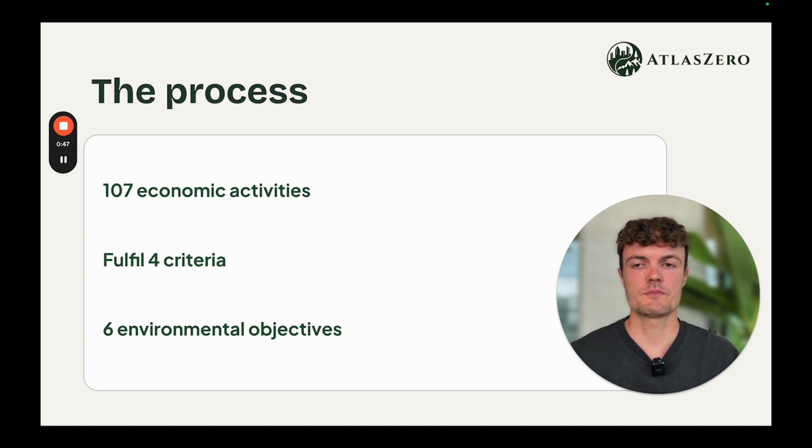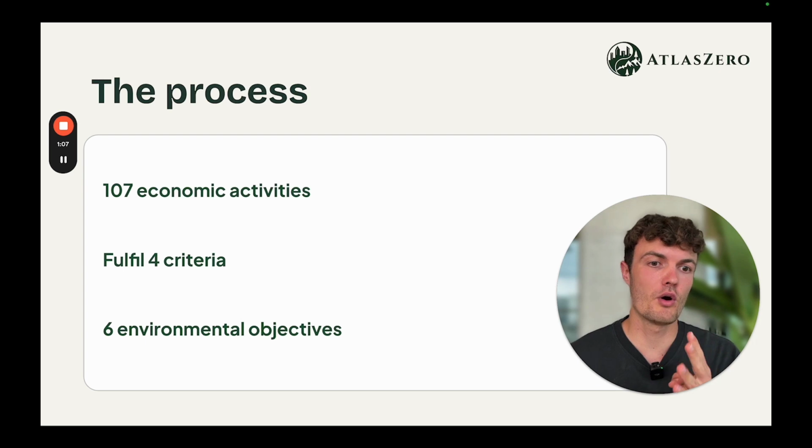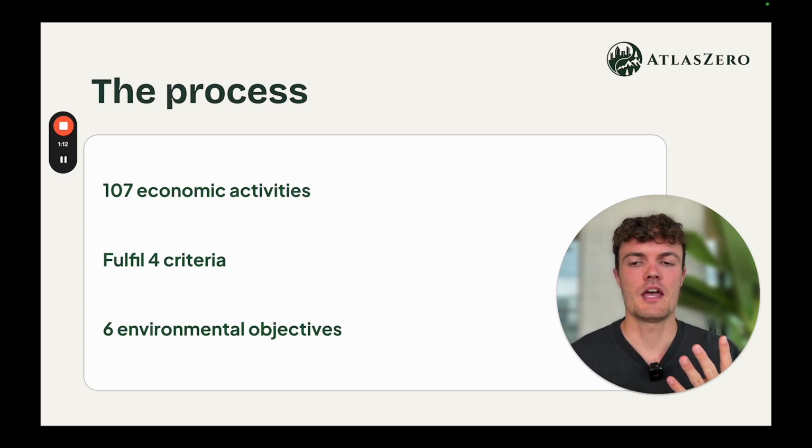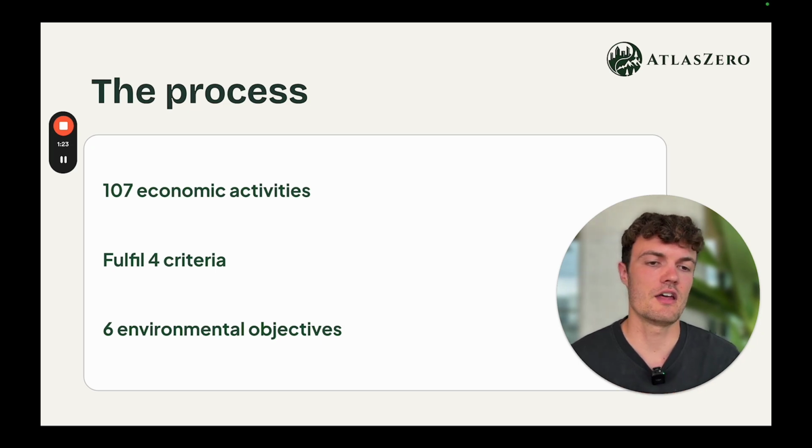So the process is that they have defined 107 economic activities. And you as a company have then to see which of those activities you do and where you fit in. And then basically you have to check that you fulfill 4 criteria. I have more information about this in the navigator, but for now there are basically 4 criteria. And one of the criteria, the main one, is that you have to see if your business fulfills any of the 6 environmental objectives. And that is basically the definition.